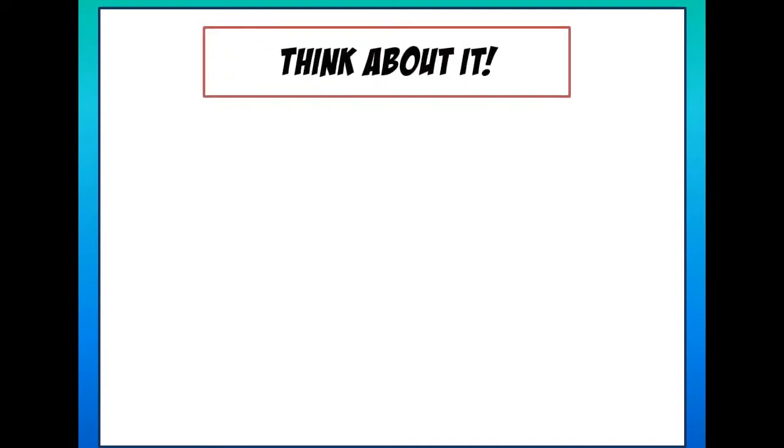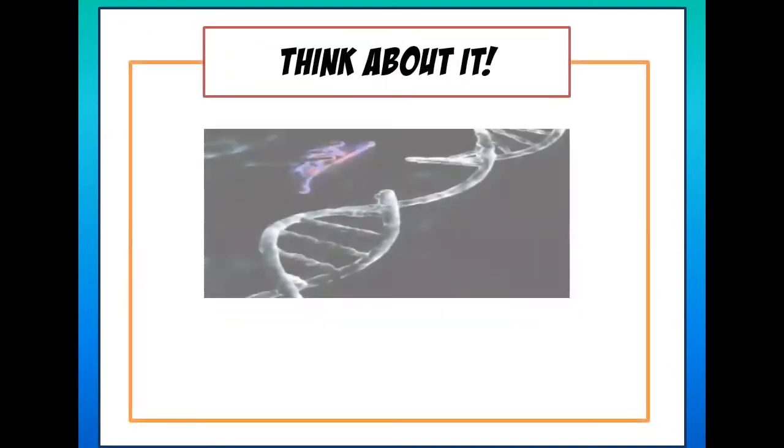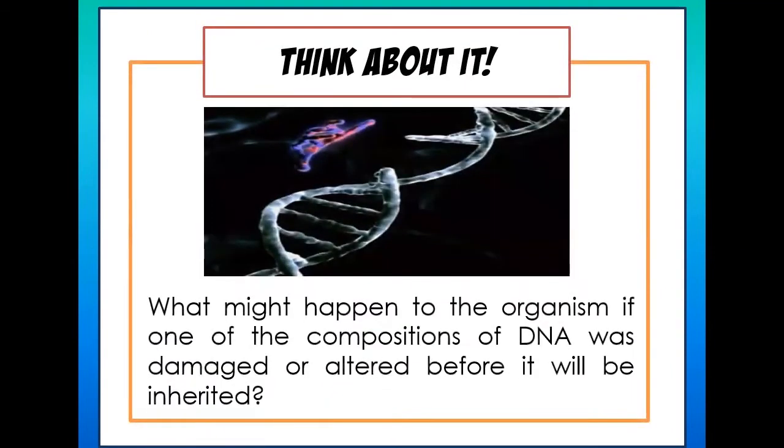But before we move on to the deeper discussion, let's have this think about it question. Now, same with other video recorded discussions, what I want you to do for the meantime is to remember this think about it question. The question is, what might happen to the organism if one of the compositions of DNA was damaged or altered before it will be inherited?